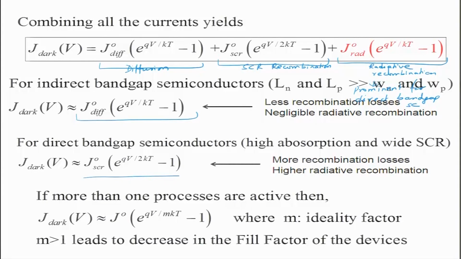So if you have more than one process active, then we generally say that J dark is equal to J naught into exponential of qV divided by mkT minus 1, where m is the ideality factor. So we say if m is greater than 1, then obviously it leads to a non-ideal diode, and that reduces the fill factor of the device as well because of increased recombination. So basically you can say that an increase in this m factor of more than 1 often leads to more recombination losses, as a result less current and less photocurrent that you get, and less fill factor of the devices.